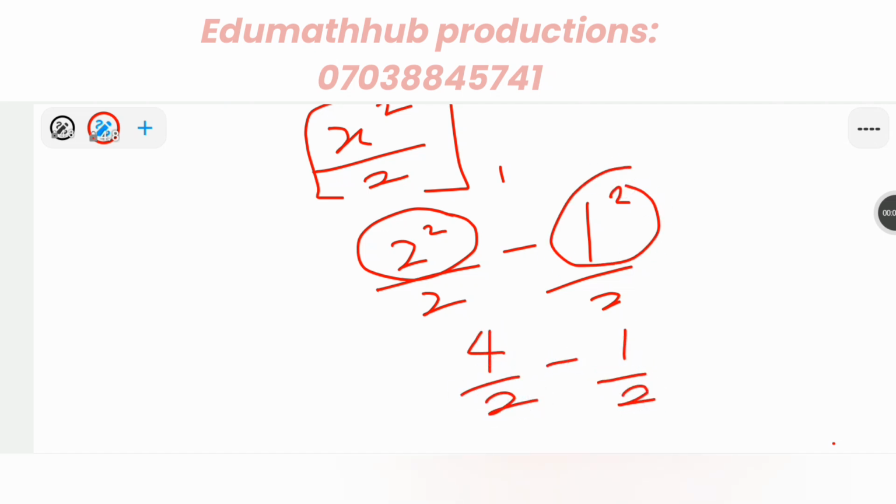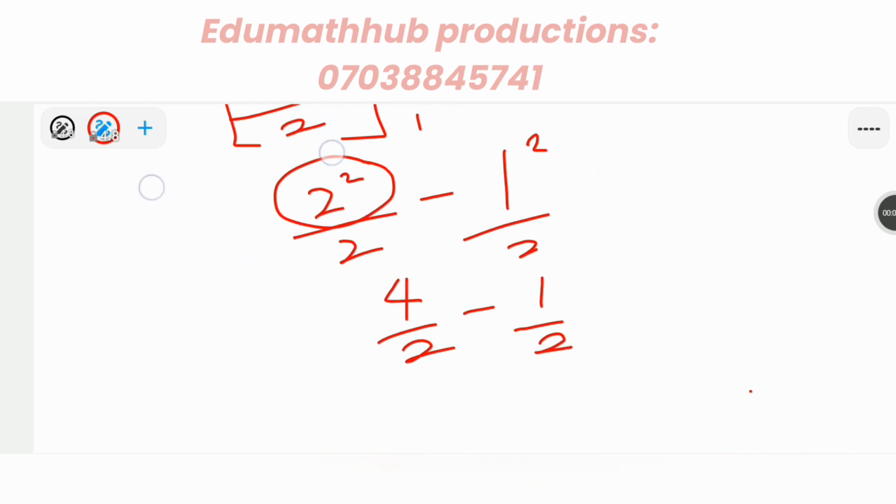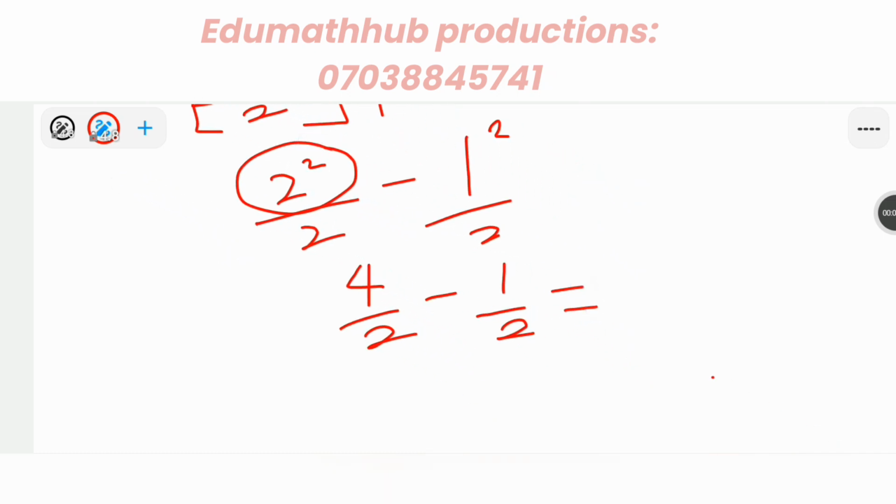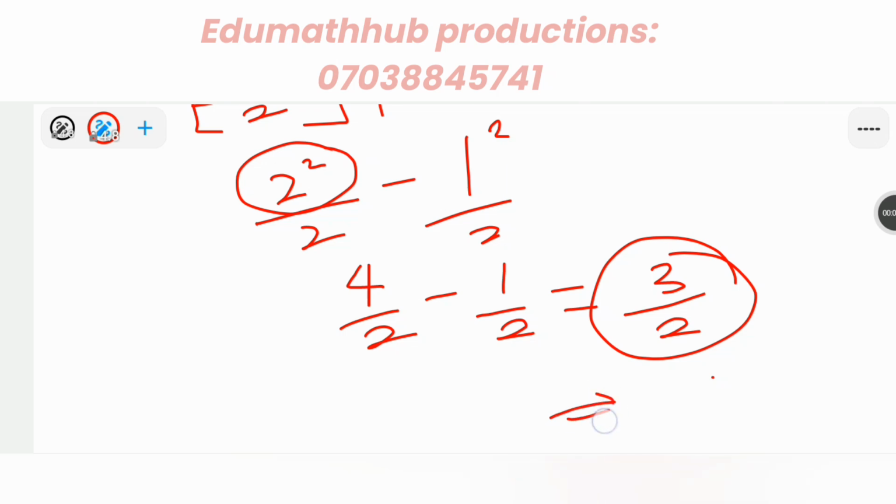1 squared is the same thing as 1. So if you finish this up, 4 minus 1 is 3. You're going to get 3 over 2. Or you can say 1.5. 3 over 2 is 1.5. So that's the answer to that question.